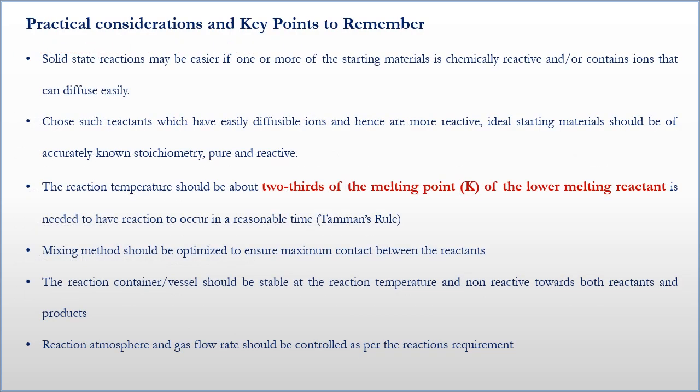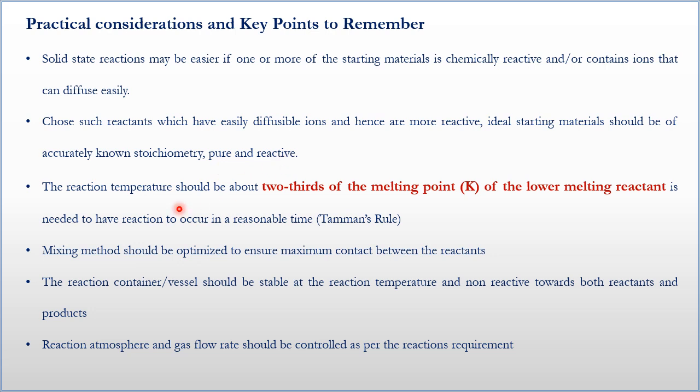So practical considerations and key points to remember after this discussion are that solid state reaction may be easier if one or more of the starting material is chemically reactive, or it contains ions that can diffuse easily. We have to choose such reactants which have easily diffusible ions and are very reactive, and ideal starting material should be of accurately known stoichiometry. They should be pure and reactive.